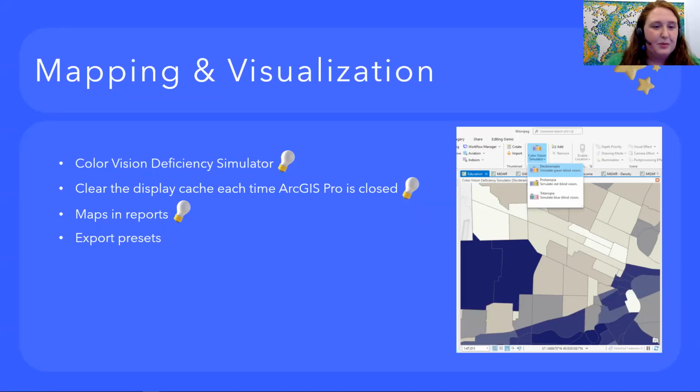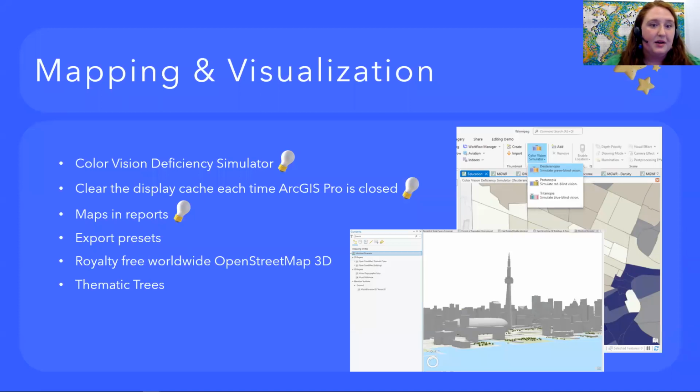And then for people who are working in that 3D world, we have 2 exciting changes, especially this first one, the addition of royalty-free worldwide OpenStreetMap 3D data. Through the Living Atlas, you can access this resource, its buildings and trees for everywhere in the world. So if you're interested in getting started with 3D, but you don't have access to that data, this OpenStreetMap 3D data is available to you.